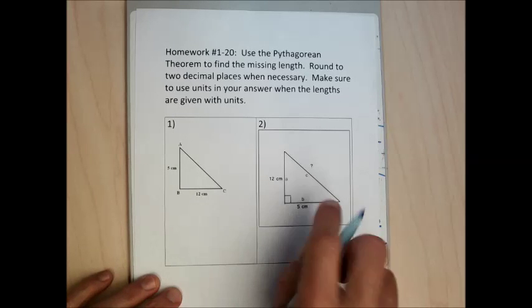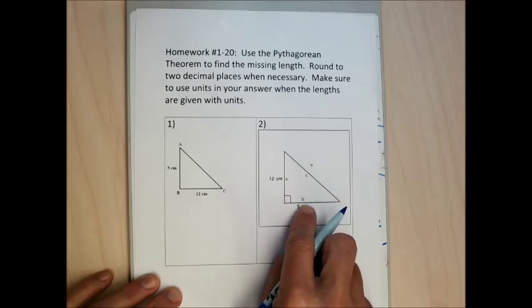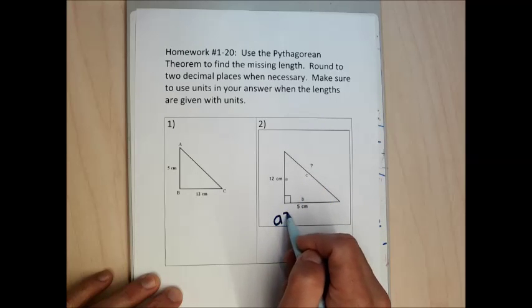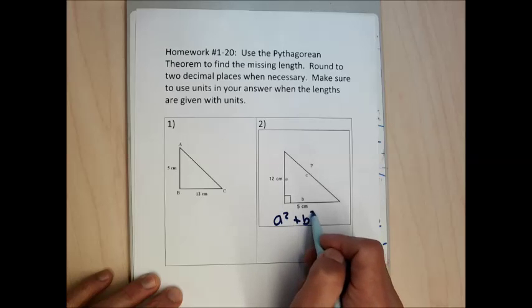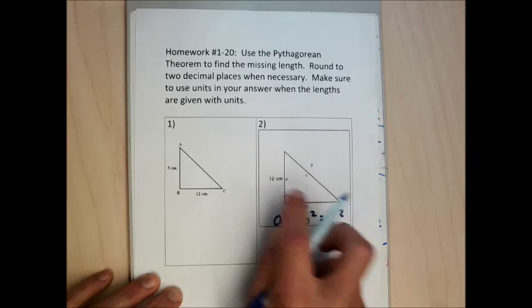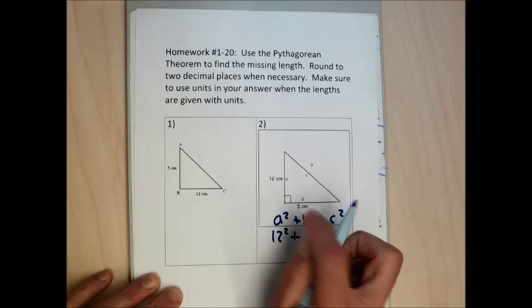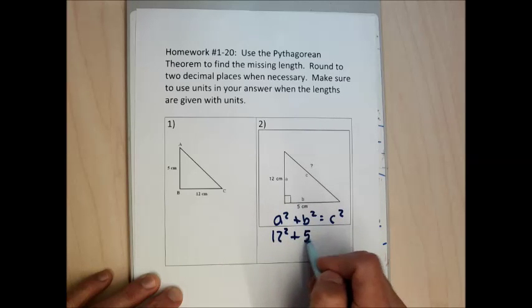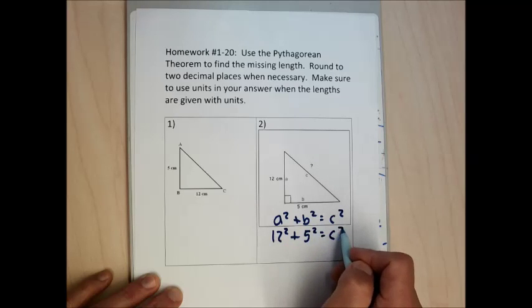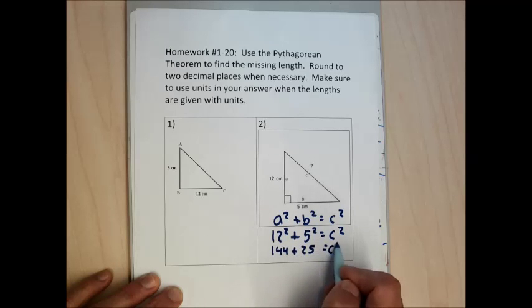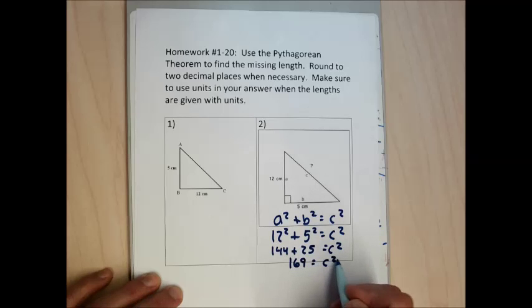So when I do problem 2, it gave me an A, it gave me a B. I need to find the C. So I'm going to use the A squared plus B squared equals C squared formula. For A squared, I'm going to put 12 squared. And for B squared, I'm going to put 5 squared. I'm going to leave the C squared alone. This is going to give me 144 plus 25 equals C squared.